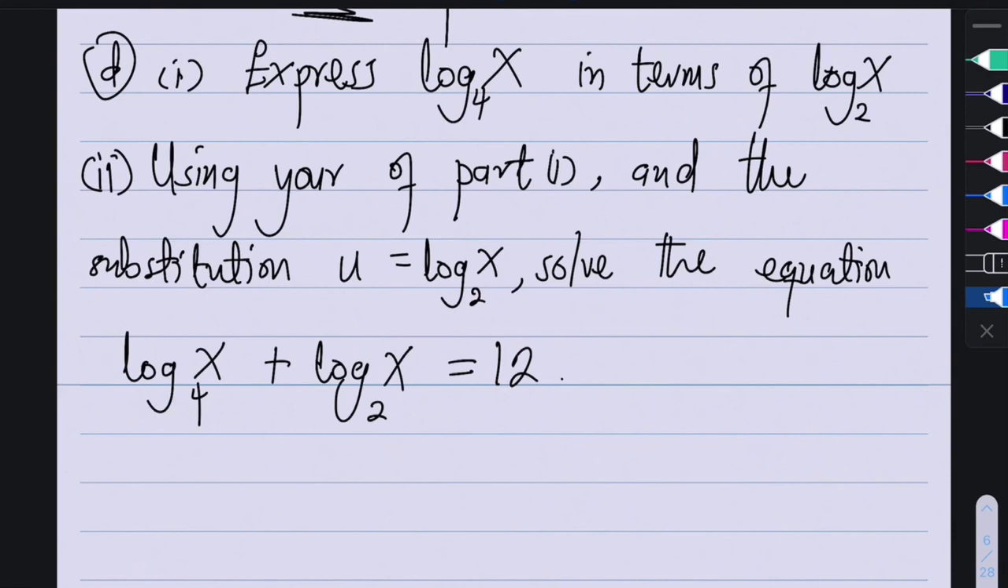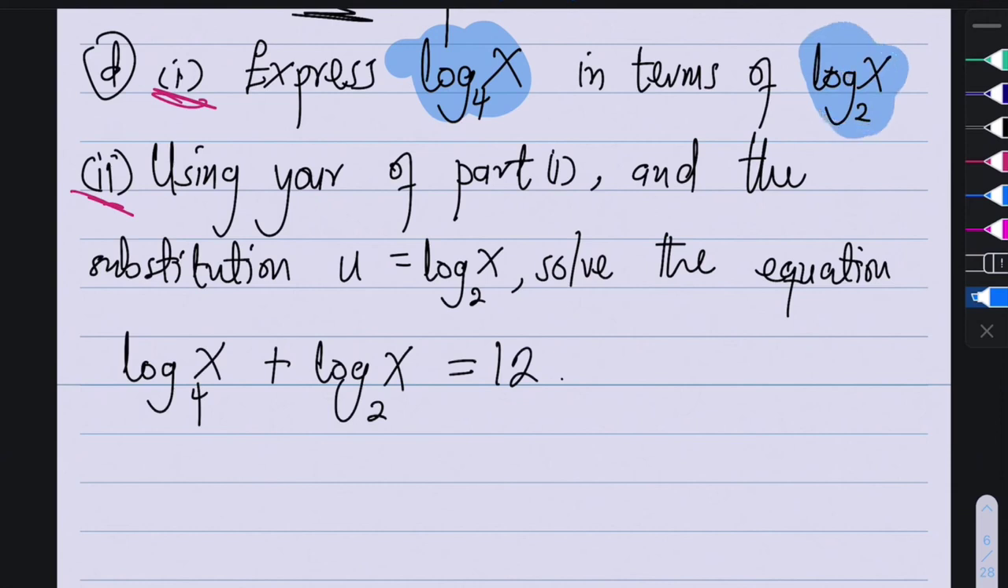In this story, we have 2 things that we need to take care of. First, we have the I, and then we have II. All right. It says express, let me highlight it, express this guy in terms of this guy.